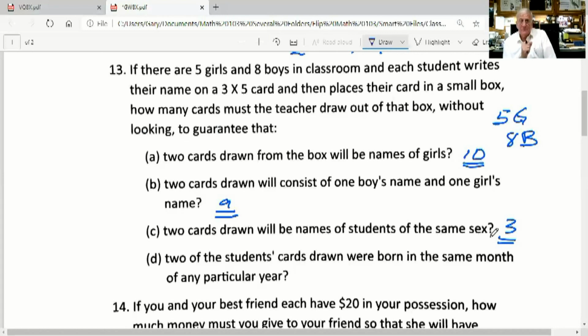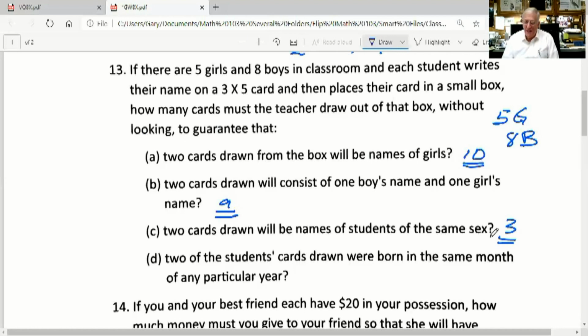It's possible that she could draw 12 cards out of this box. And every single card she drew, whether it was a boy or a girl, would have a different birth month, because there are 12 different birth months to pick from, right? But what definitely has to happen on draw number 13? She's got to have a duplication, right?